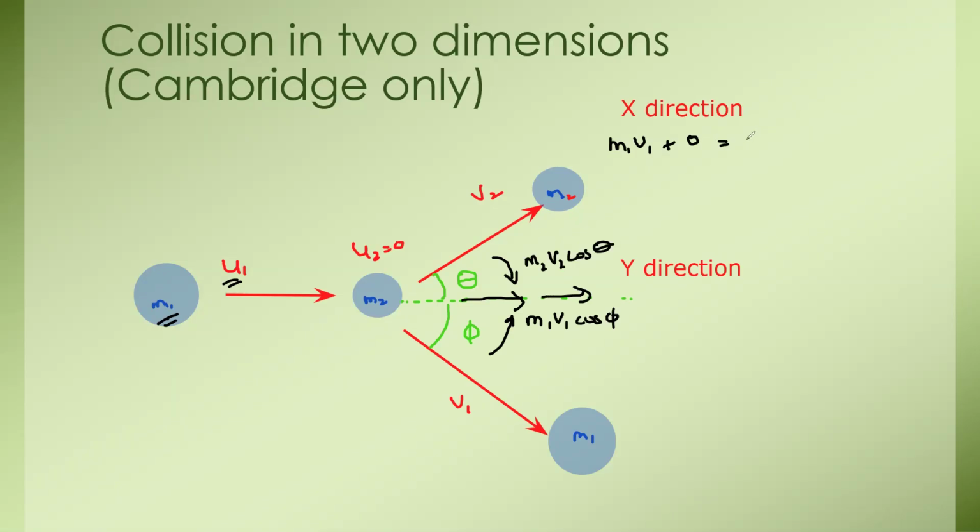So when I write the equation for the x direction, I will say m1 u1 plus 0 equals M1 V1 cosine phi plus M2 V2 cosine theta. Is it clear? This is the equation I wrote for the x direction. Anyone having a doubt or a question till this point? Any doubt or question? Momentum in the x direction.